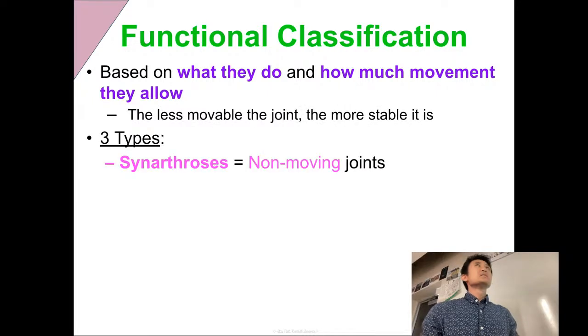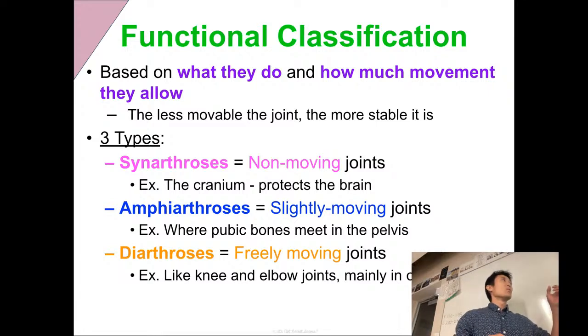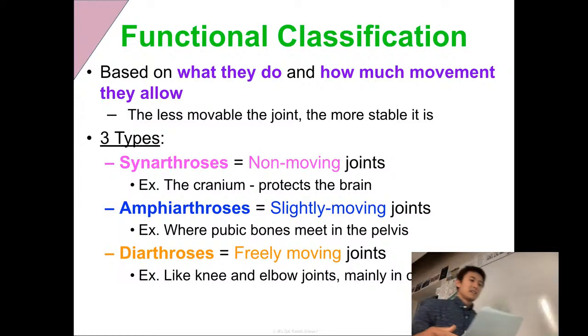So there are two different ways to classify joints. One of them is what they do, their functional classification, and then what they look like, structural classification. Okay, and this is on page 33. It is already written down for you. So just take note of it, highlight it, try to put it into your brain somehow.